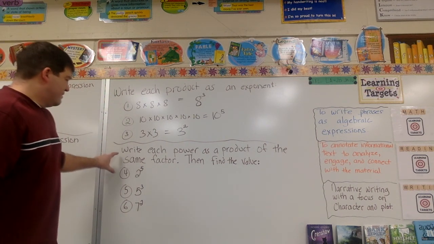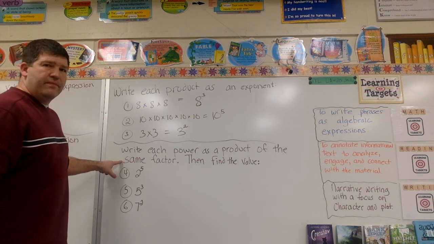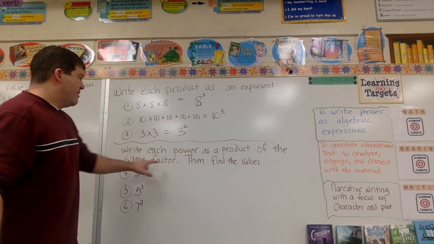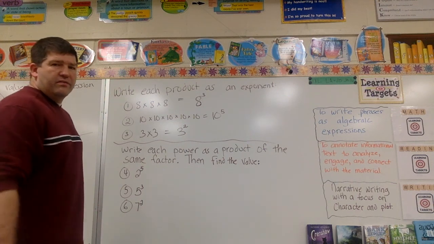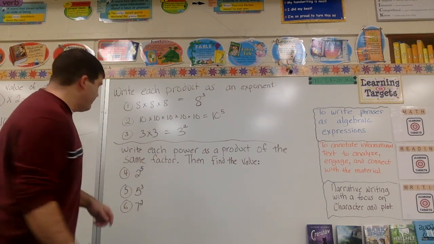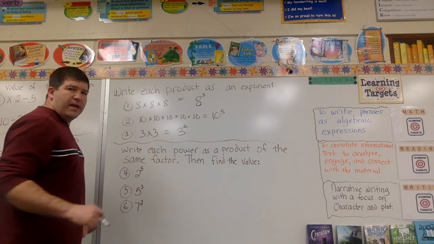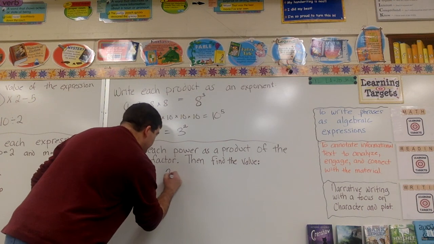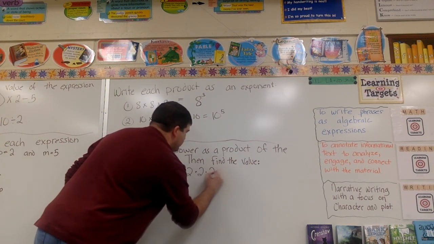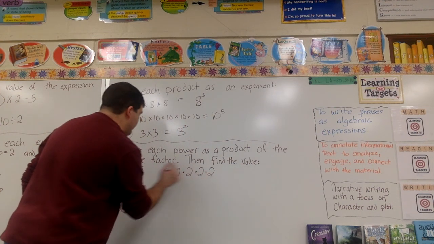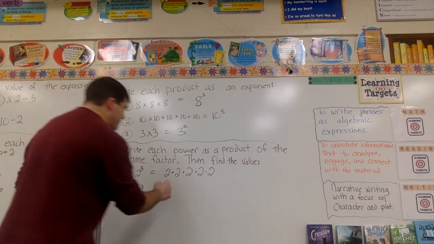Now, these next three, it says write each power as a product of the same factor. So if we have the same factor, then we're going to find the value. Okay? So I'll do number 1, and then you're going to do these other two so you can see what I mean. I have 2 to the 5th power. I'm going to write it out, expand it with the same factor. So it's going to be 2 times 2 times 2 times 2 times 2. 1, 2, 3, 4, 5. So 2 to the 5th written out is that, but now I'm going to solve it.